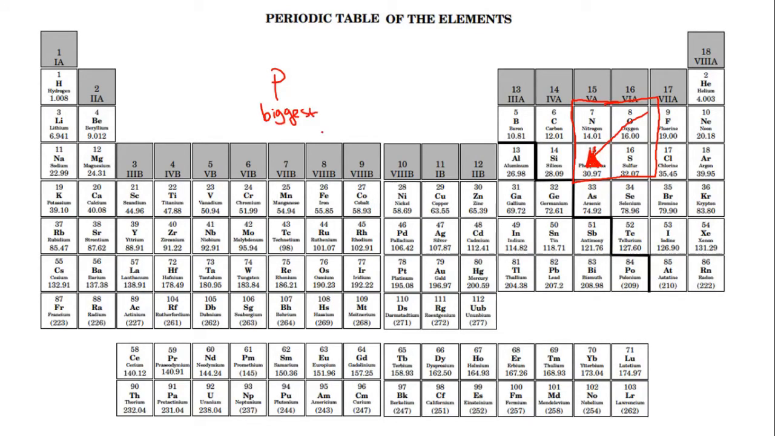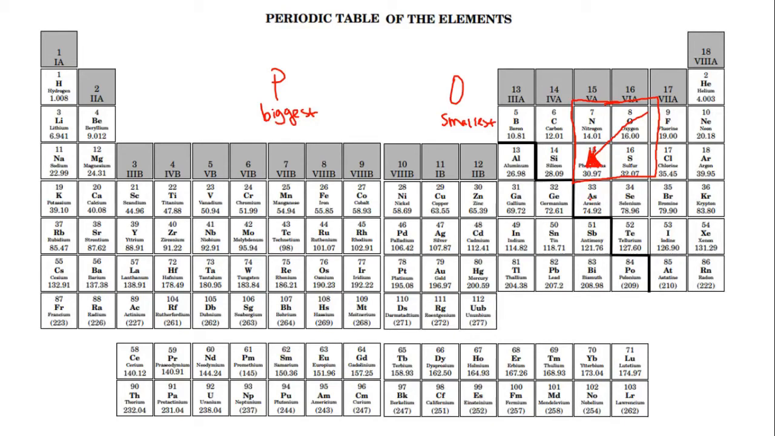All right, so then who's the smallest? Well, that'd be oxygen. If biggest is down and to the left, then smallest will be up and to the right. So O is the smallest. What do we do with these two in the middle then? What about nitrogen and sulfur?